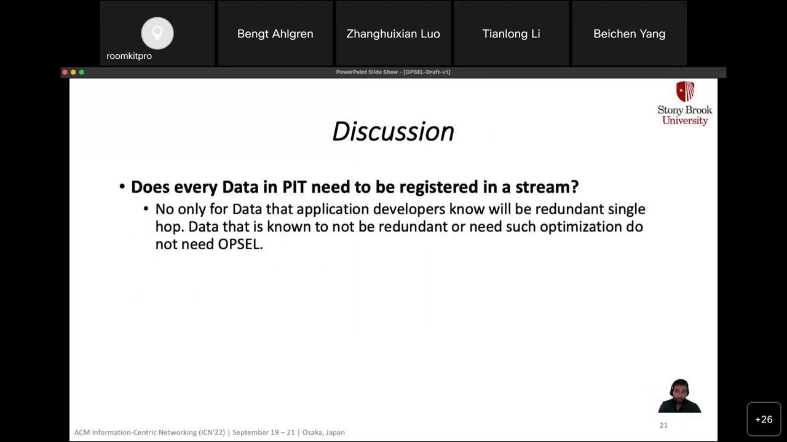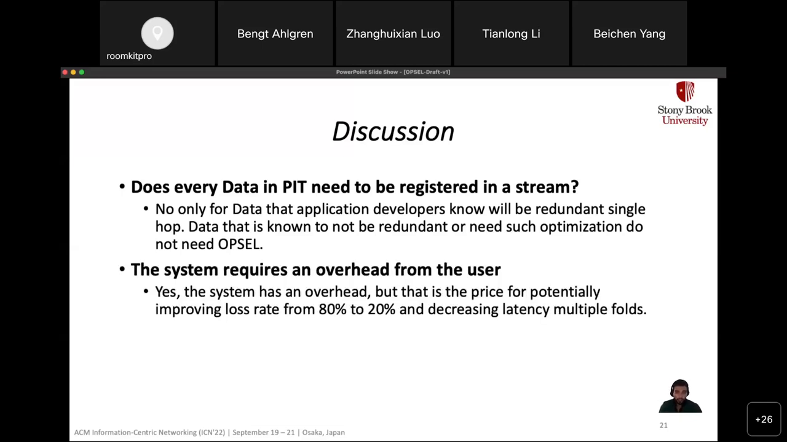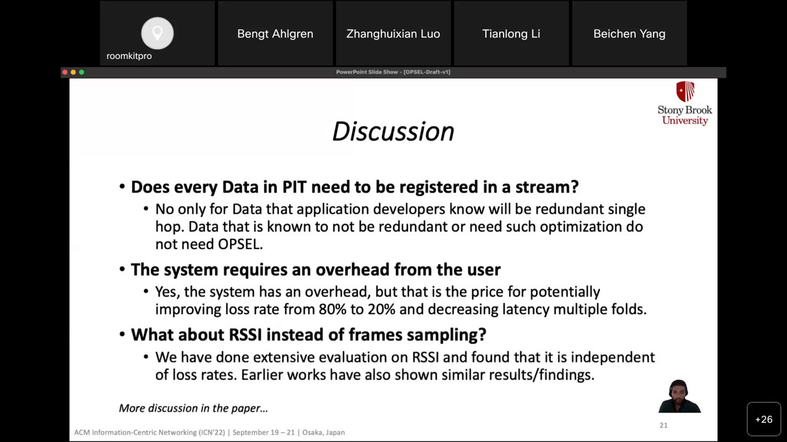As part of the discussion, does every data and pending interest table need to be registered in a stream? No, only data that application developers know will be redundant, single hop, and needs OPSEL. Data that is known to not be redundant or need such optimization does not need OPSEL. The system requires overhead from the user because the user needs to register the stream and also provide what kind of performance they would like to see from the stream when they're requesting it. But that also comes with the benefit of improving loss rate from 80% to 20% and decreasing latency among multiple faults. And again, for RSSI, we have done extensive evaluation and found that it is independent from loss rates. We have a lot more discussion in the paper for anyone interested.